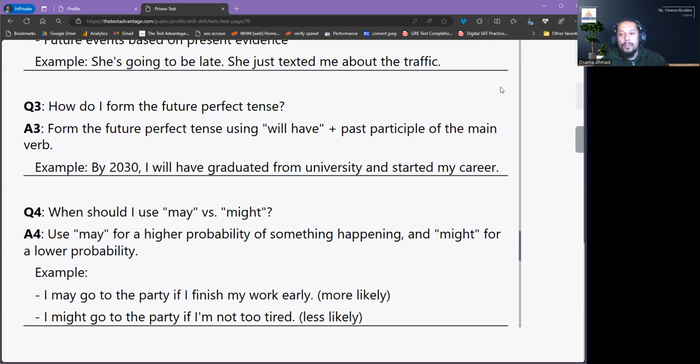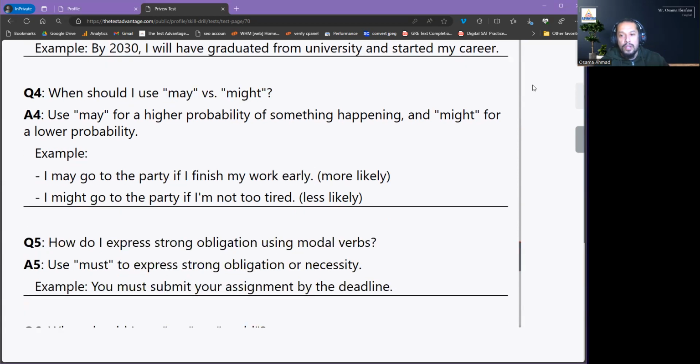How do I form the future perfect tense? Form the future perfect tense using will have. By 2030, now remember here, remember, specific time. I will have graduated. When we have a specific time, then make sure you use the future perfect.